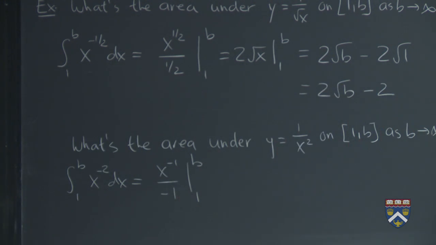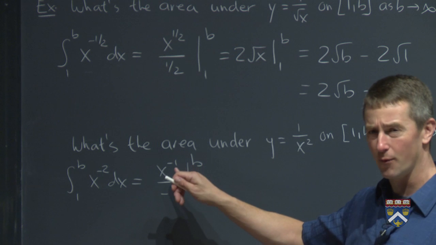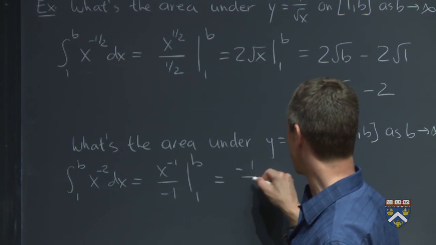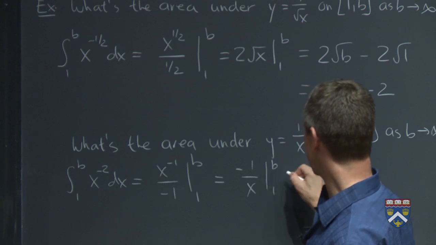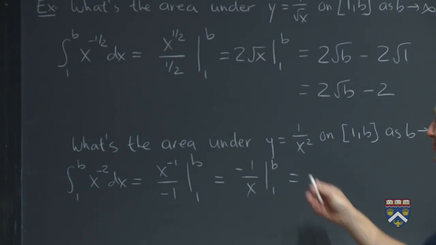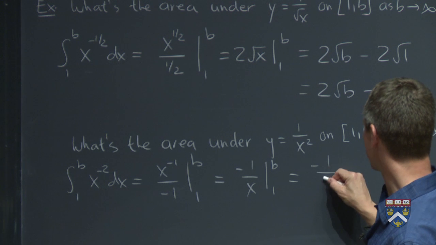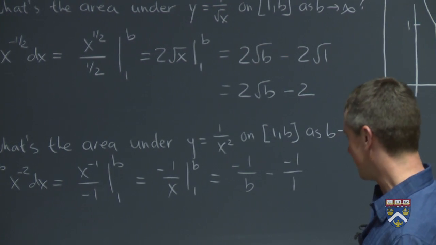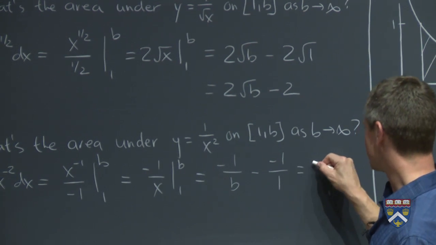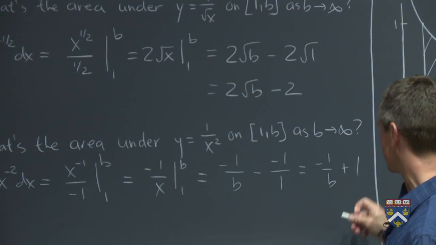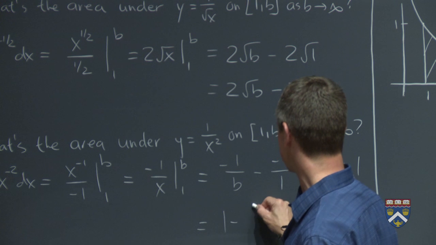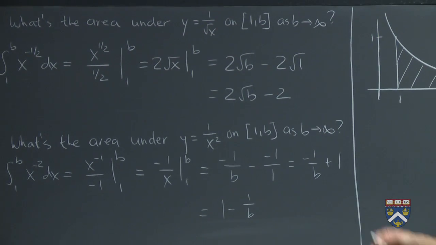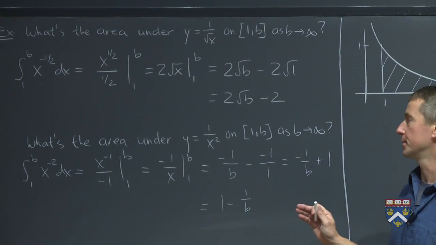This is a pretty ugly way of writing something that's not so messy. x to the negative 1 is 1 over x. Putting a minus on the bottom, we can rewrite this as minus 1 over x from 1 to b. Now the fundamental theorem says plug in the top number first. So minus 1 over b minus minus 1 over 1, which is the same as minus 1 over b plus 1, which to me looks a little bit nicer as 1 minus 1 over b. But all these are the same, so you can use whichever one you like.